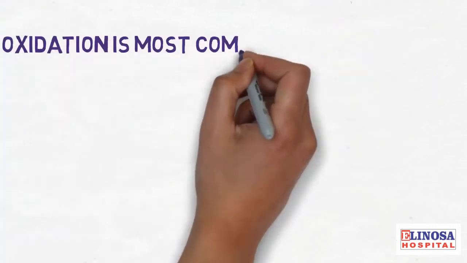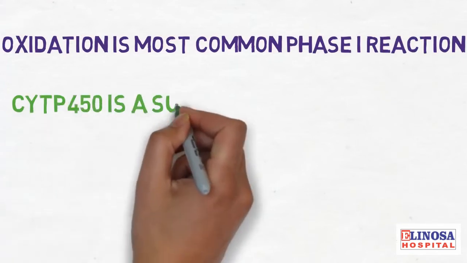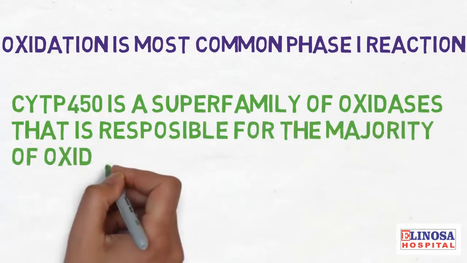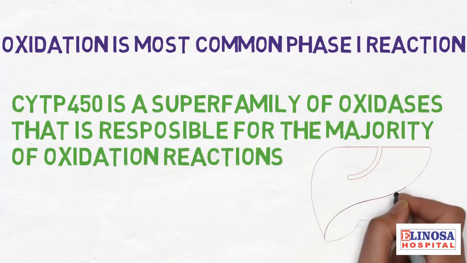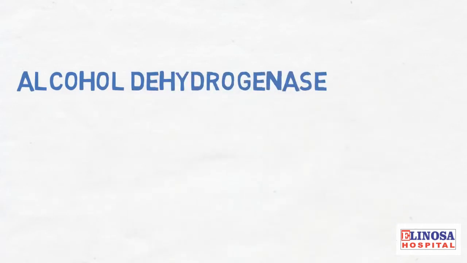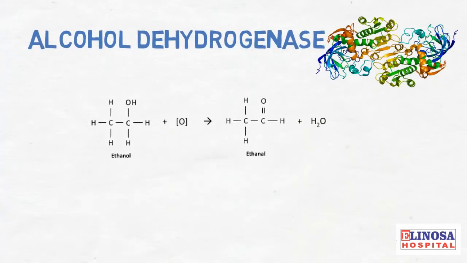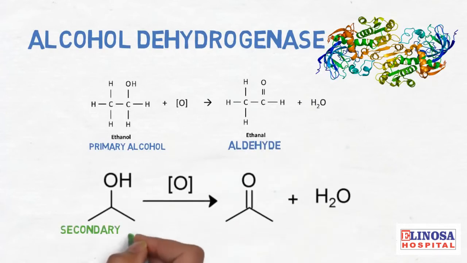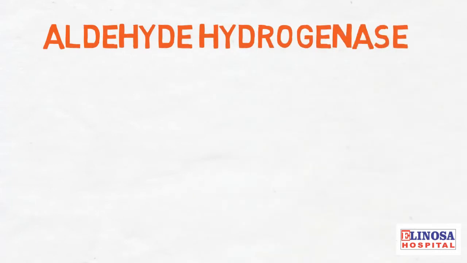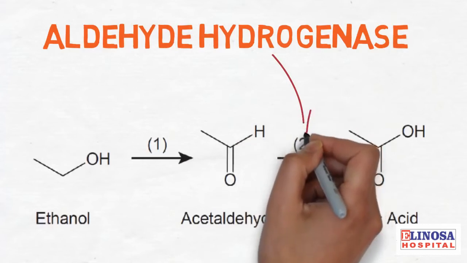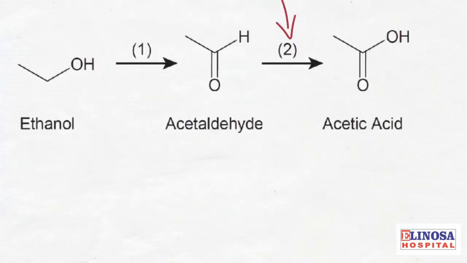Oxidation is the most common phase 1 reaction. Cytochrome P450 is a superfamily of oxidases that are responsible for the majority of oxidation reactions. It's found in very high concentrations in the liver. Oxidation can also happen through alcohol dehydrogenase, which is an enzyme that oxidizes alcohol into aldehydes from primary alcohols and to ketones from secondary. Aldehydes can be oxidized to carboxylic acid by the enzyme aldehyde dehydrogenase. We can see that in the example of conversion of acetaldehyde to acetic acid in the metabolism of ethanol.